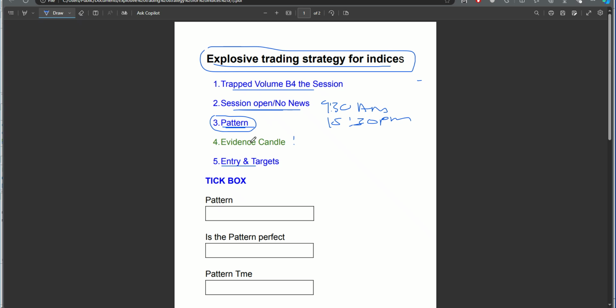Once you have identified a chart pattern, we want to see an evidence candle. This is the big candle that breaks out of the pattern. I'll explain more on this one as well. Then your entries and targets. I'm going to come to this page.